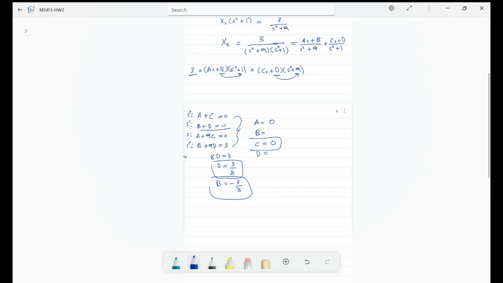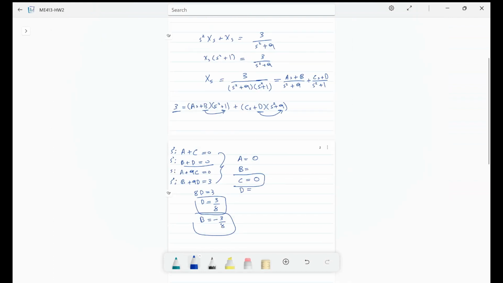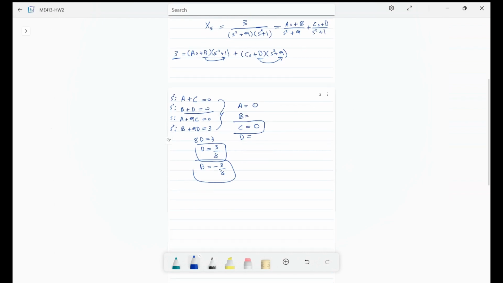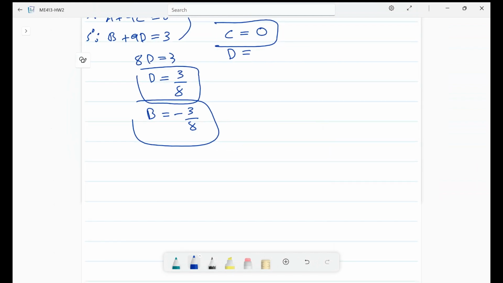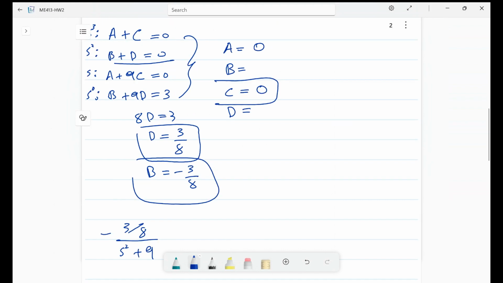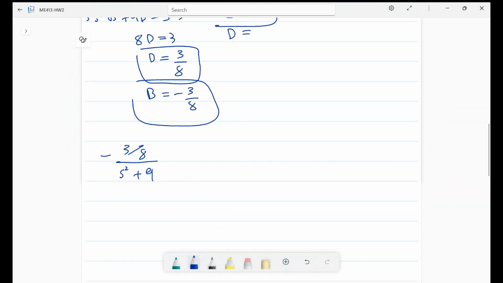So we'll take them back to these terms. We will have minus 3 over 8 over s squared plus 9, and we will have plus 3 over 8 over s squared plus 1. This is our X of s. Don't forget that.